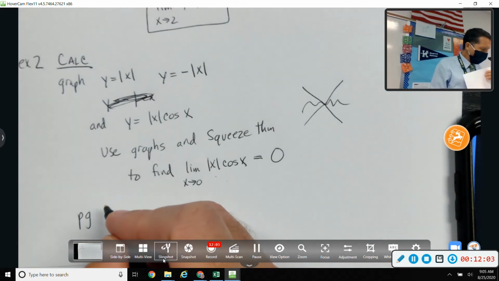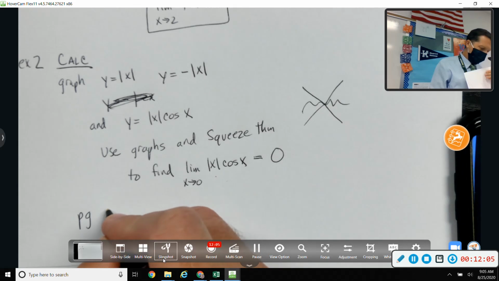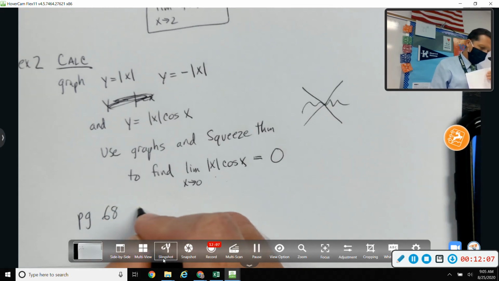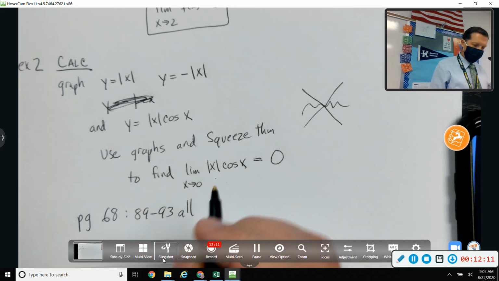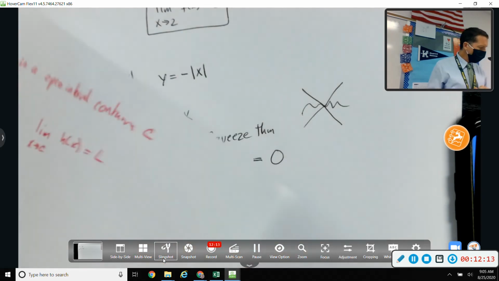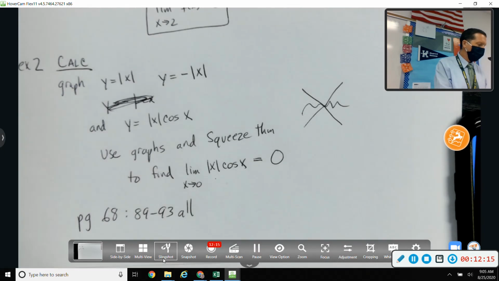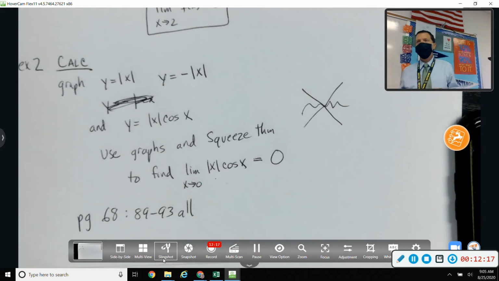All right, the assignment, page 68, 89 to 93, all. And we'll go over those tomorrow as much as we need to, but probably won't be very much. So, got a few minutes left. You could start work on those. I'll take a picture and post it to the Schoology so you can find access there as well.